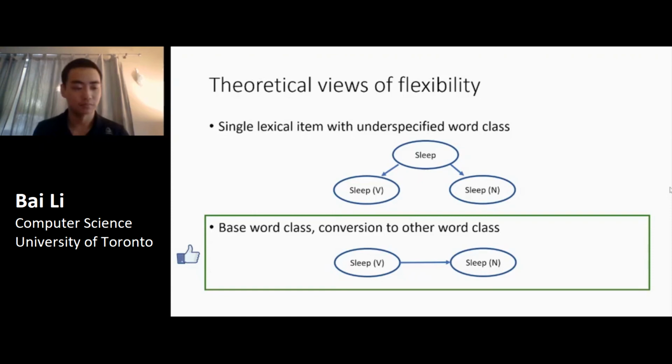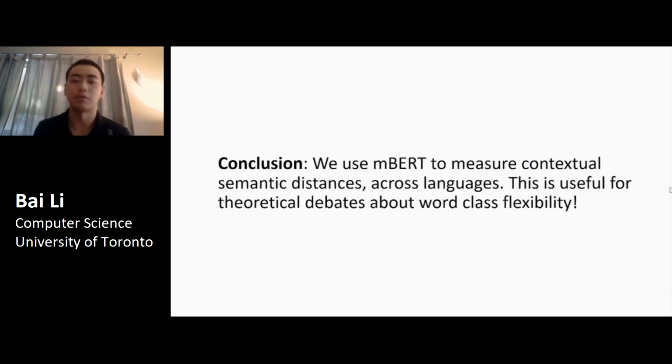So to conclude, in this paper, we use multilingual BERT to measure contextual semantic distances, and we do this across languages. And it turns out that this is useful for theoretical debates about word class flexibility. And hopefully in future work, it will be useful for other theoretical debates in linguistics as well.